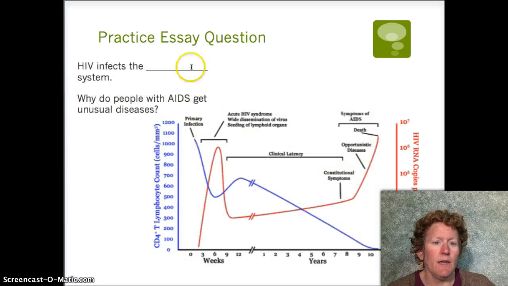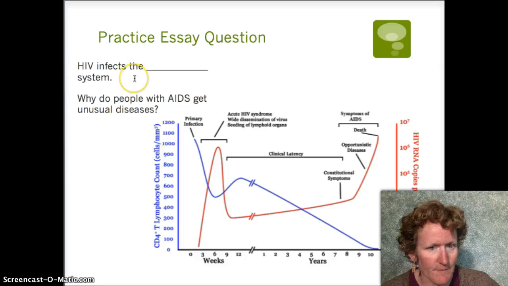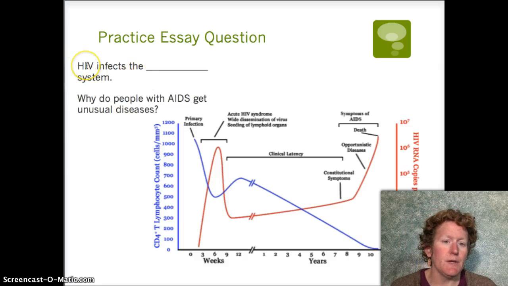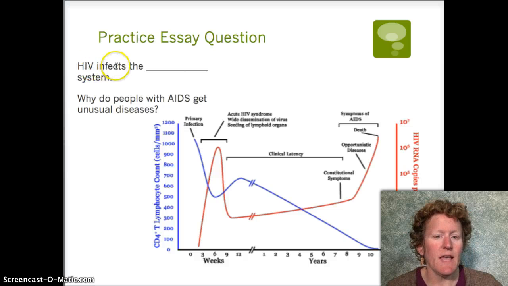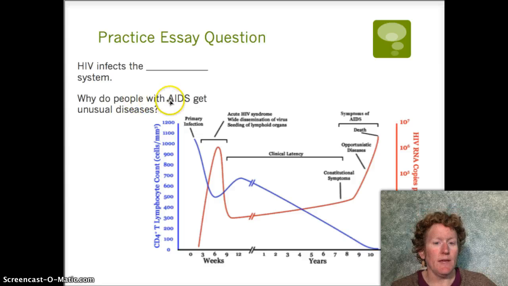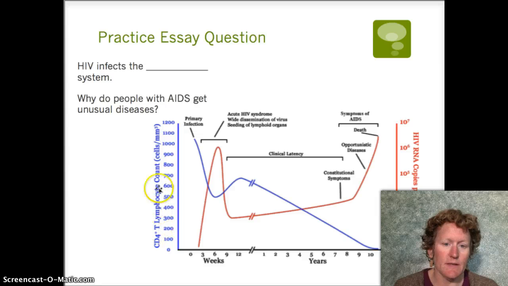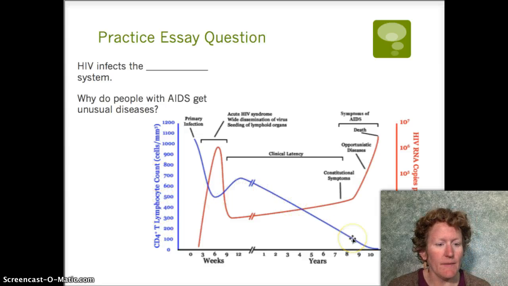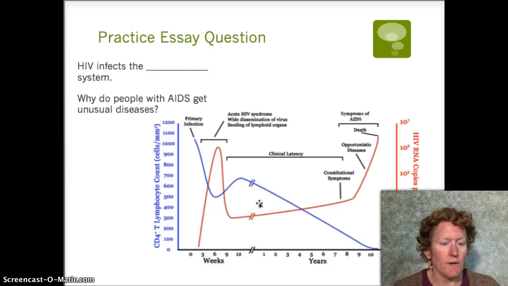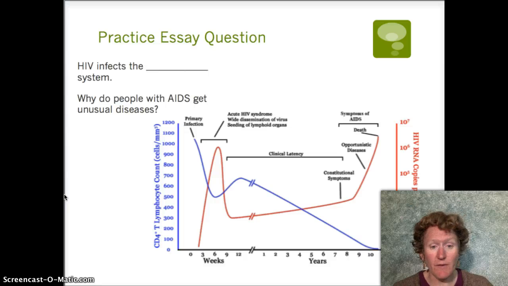Another practice essay question is HIV infects the what system? The human immunodeficiency virus attacks the immune system. People with AIDS, that's acquired immune deficiency syndrome, people who have the HIV virus and develop low T cells get unusual diseases because here's what happens to their T cells over time. You can see this is the T lymphocyte count. The T lymphocytes help your cells attack foreign invaders. And if you don't have those cells, you don't have much of an immune system. And quickly you can get unusual diseases other people with healthy immune systems don't get.